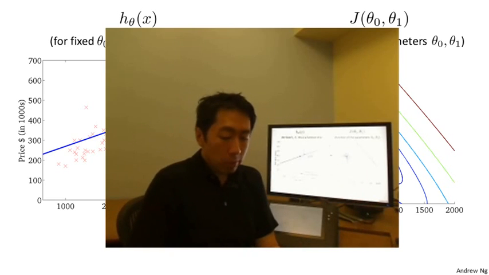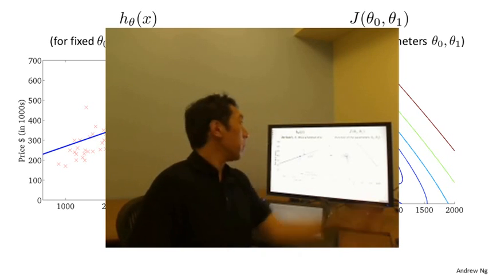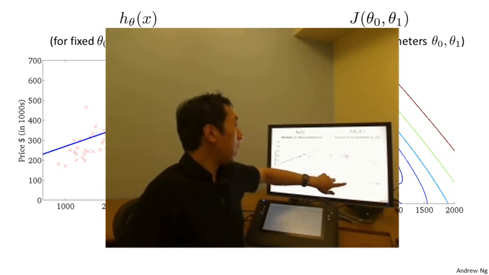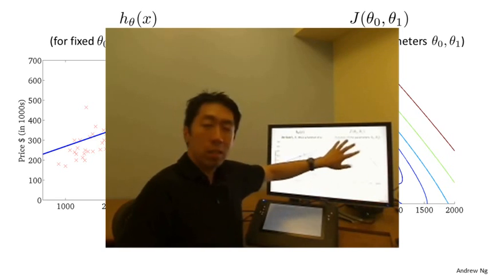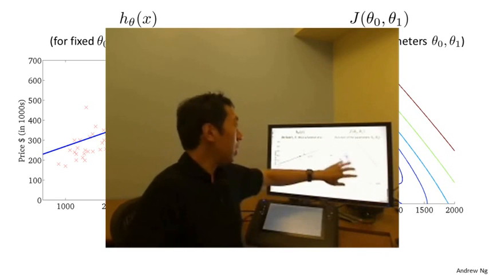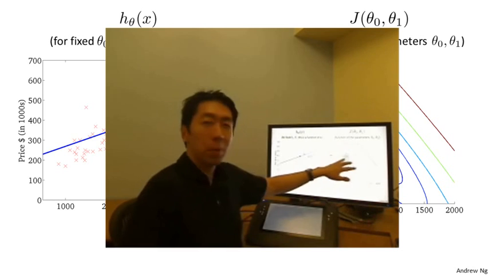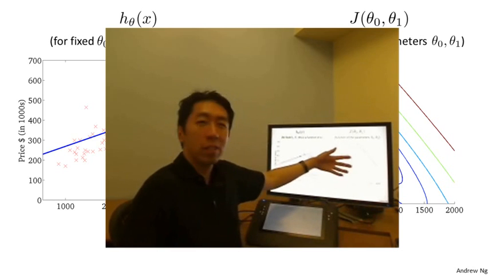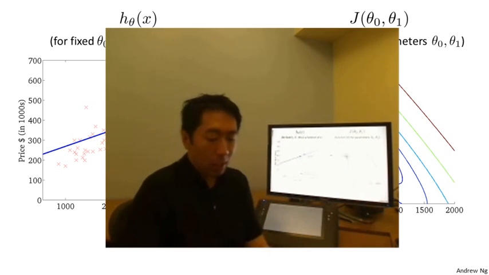Now, of course, what we really want is an efficient algorithm, an efficient piece of software, for automatically finding the values of theta 0 and theta 1 that minimize the cost function J. And what we don't want to do is to have to write software to plot out this point and then try to manually read off the numbers. That's just not a good way to do it.